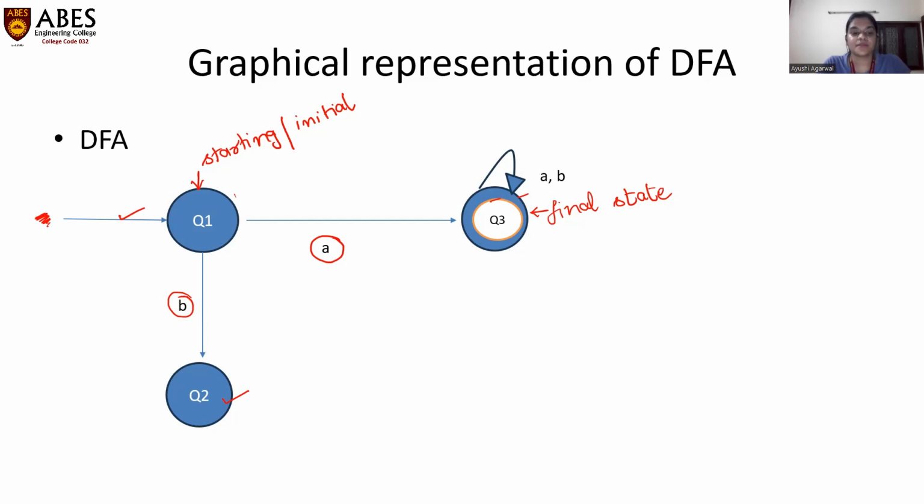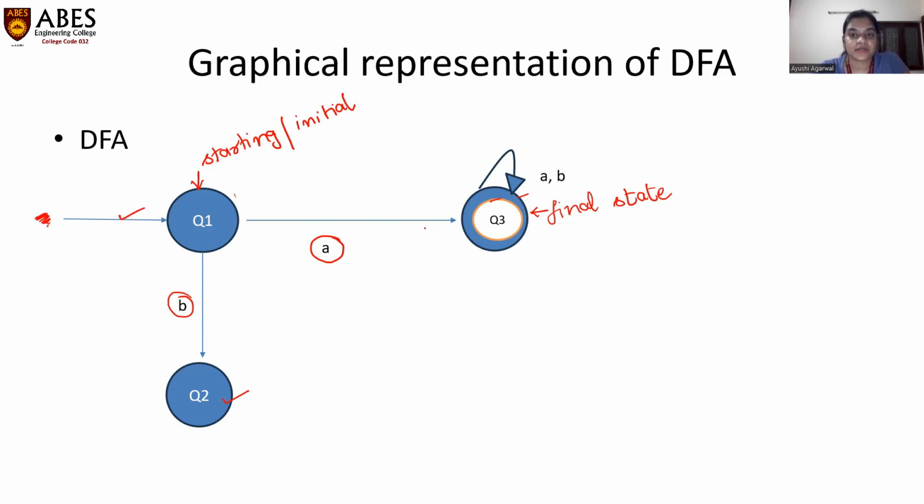That is why by reading B, we have moved to some other state Q2, and by reading A, we have moved to some other state Q3. Now the question might arise: why then have we shown this arrow with multiple symbols A comma B? In a DFA, only the final state might accept multiple inputs on one arrow. Only the final state will accept this type of combination of inputs. Other than that, no other state or transition arrow will have multiple inputs on it.